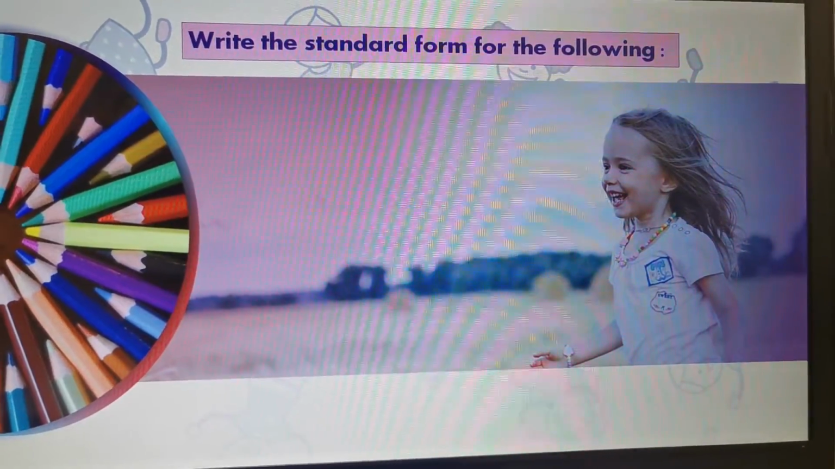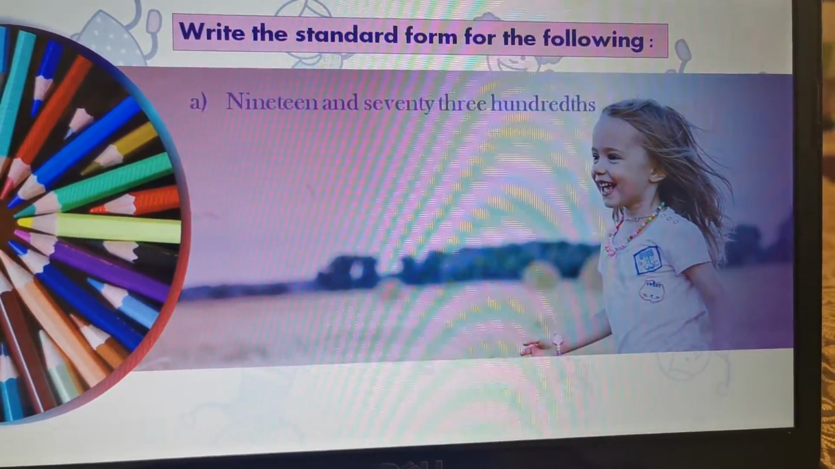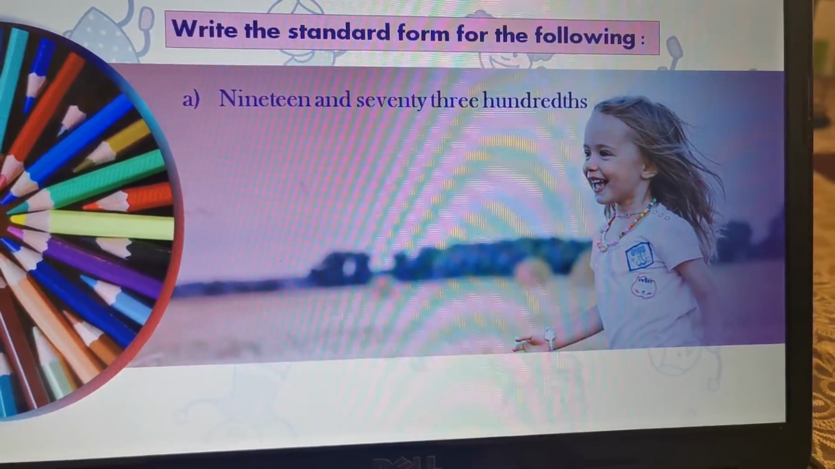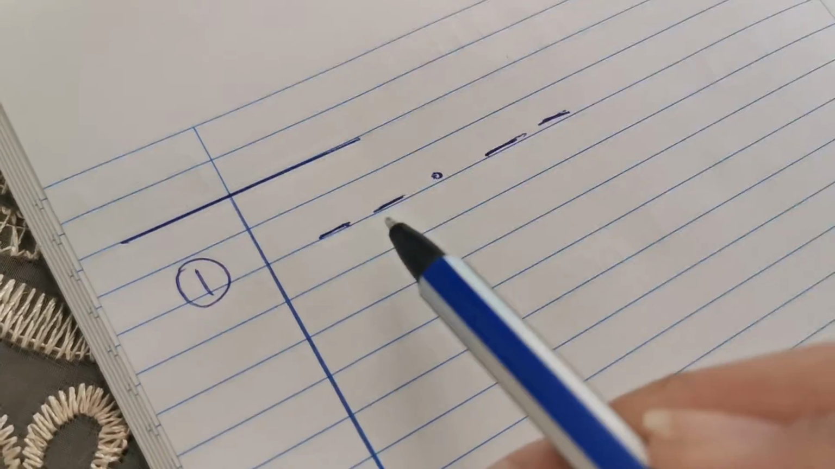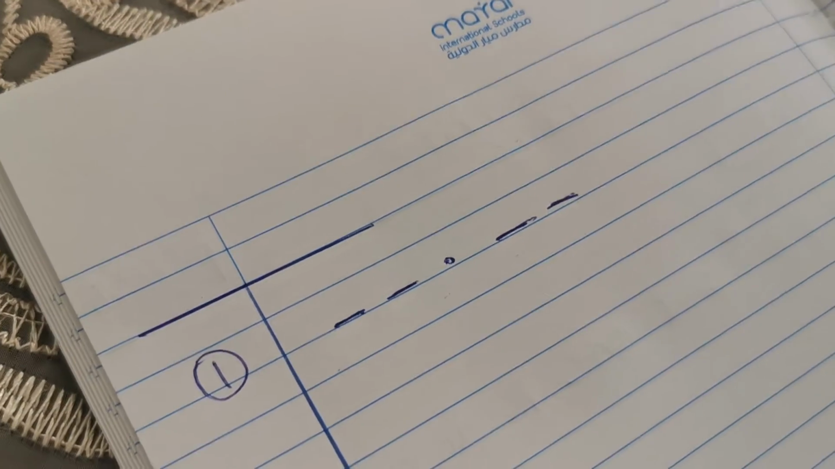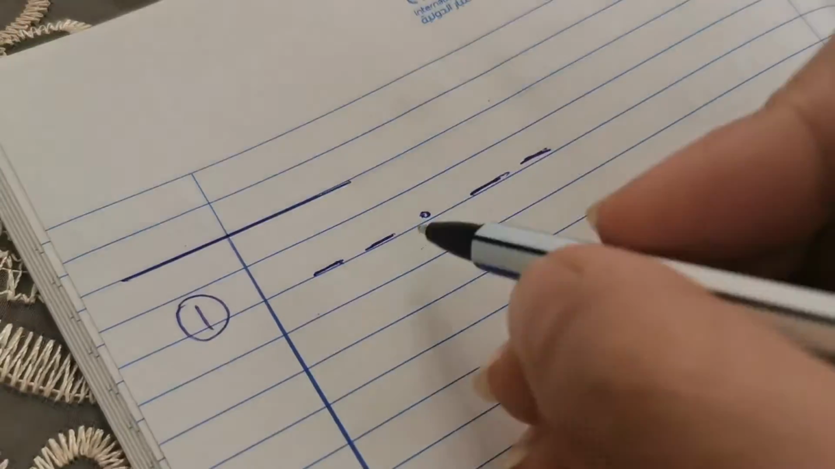Now, how do we write the standard form for the following? 19 and 73 hundredths. Look how I need you to write. Now, I want you always to put these lines. Why these lines? Because we divide the number into two parts. The first part, which is the whole, the second part, which is the parts. So, they said 19 and. So, here is the and.